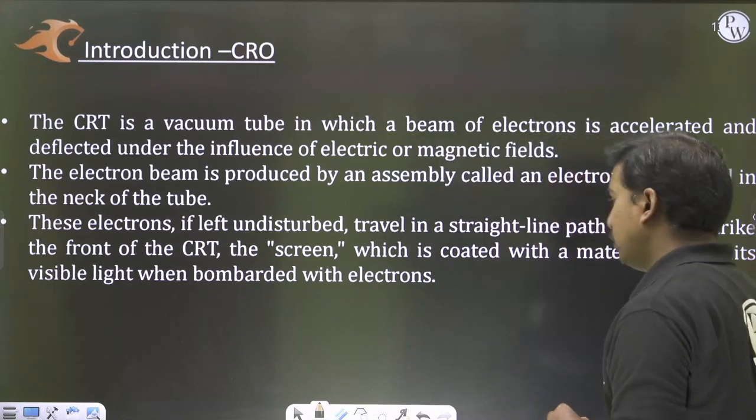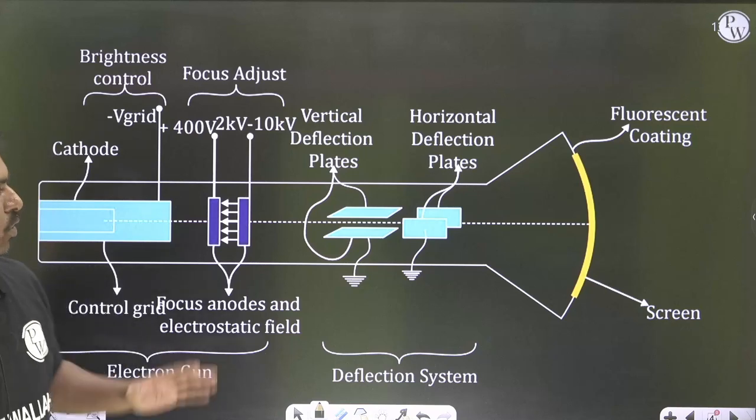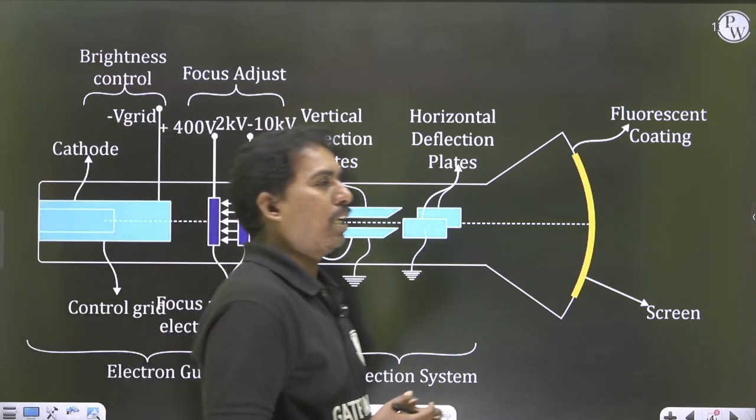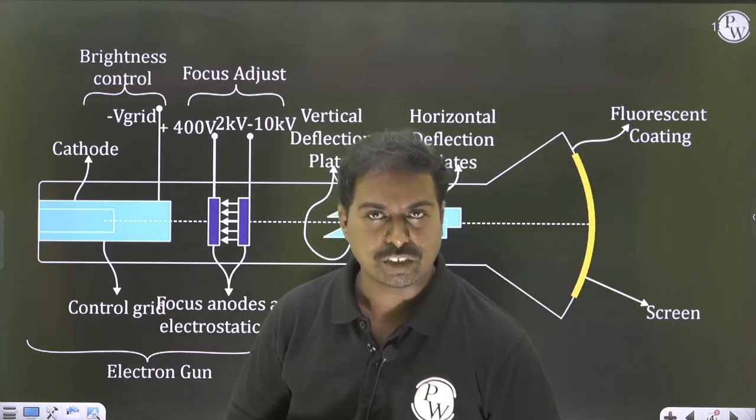Okay, so I want to show you the diagram. Yeah, so this is the diagram, the cathode ray oscilloscope basic diagram. Of course, at GATE level we may not get fundamental questions on the diagram. Mostly at GATE level we are not getting questions on constructional features.